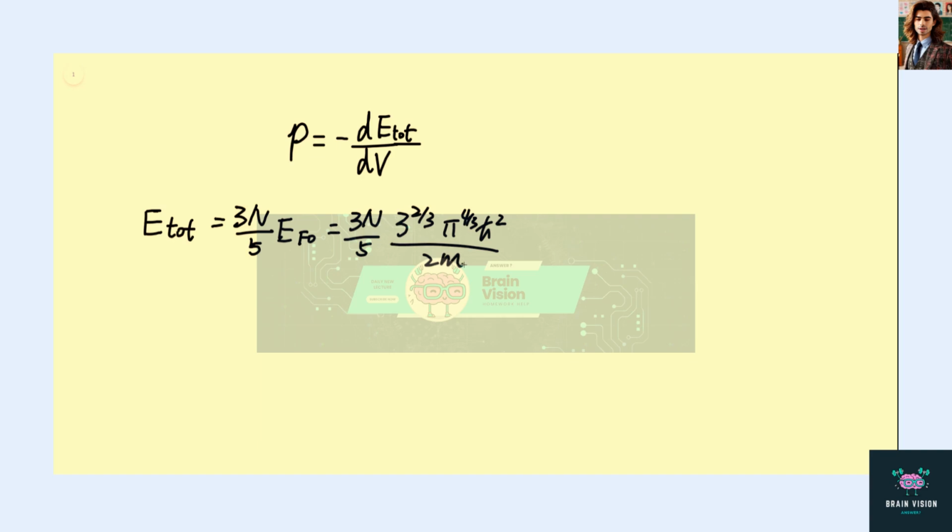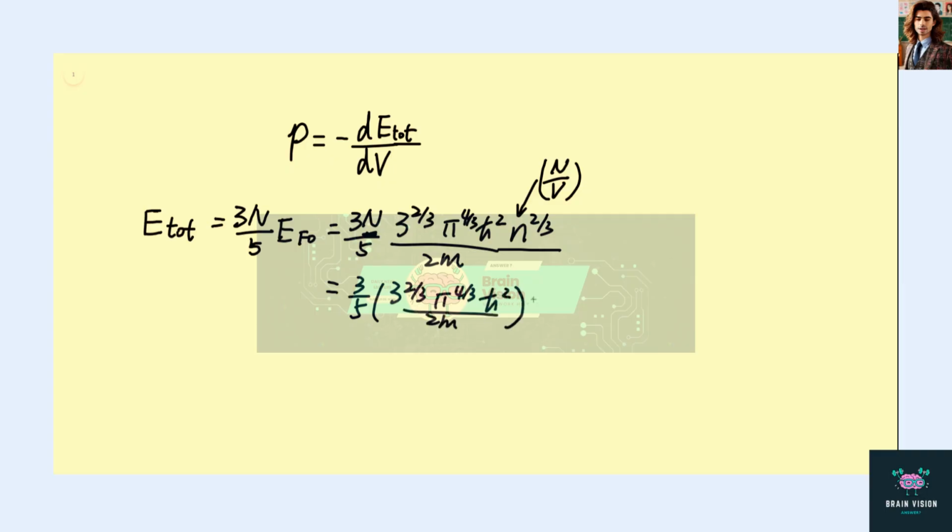And then we have n to the 2 over 3. But n is equal to the total number over the volume, because small n is the number density. So if we replace small n, the number density, by the total number N over the volume V, we can combine this total number N with this one over here. If we organize it a little bit, it becomes 3 over 5, (3π²)^(2/3), ħ squared over 2m, times big N to the 5 over 3 and V to the negative 2 over 3.